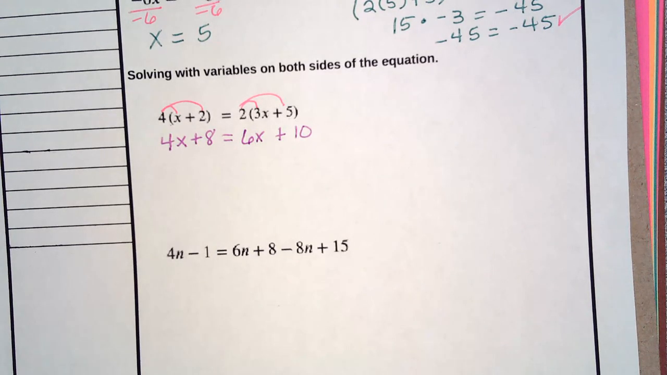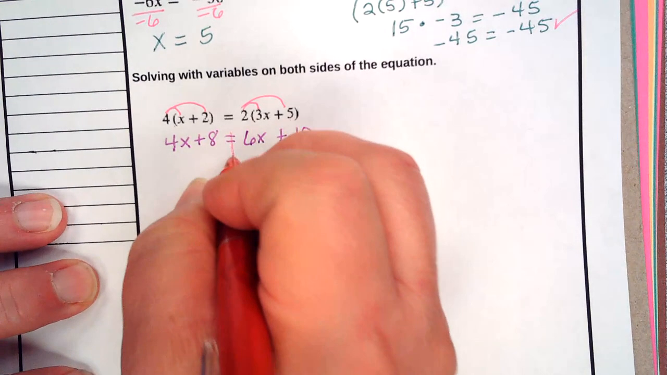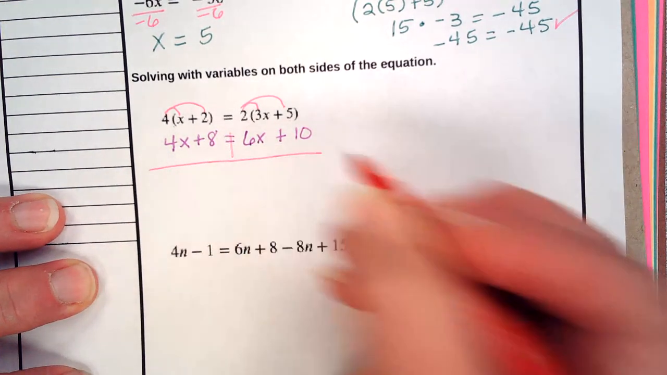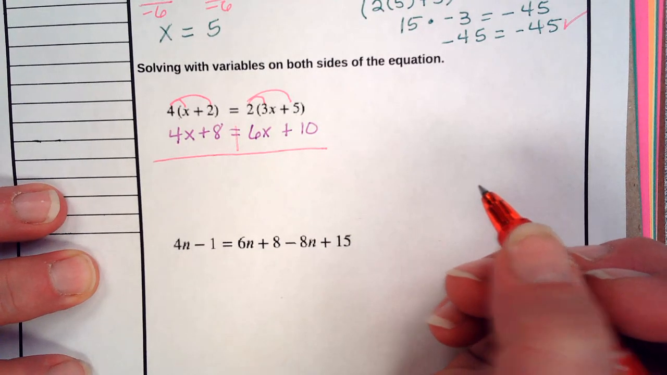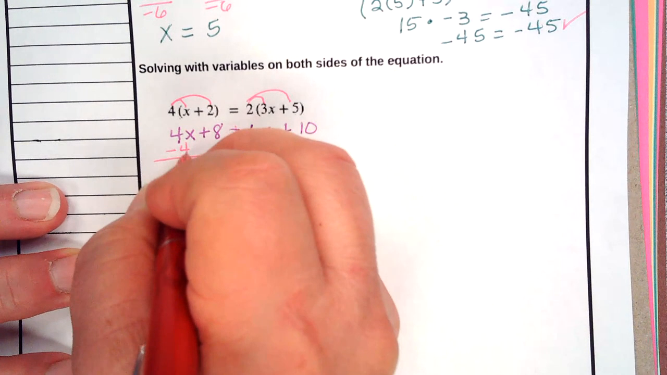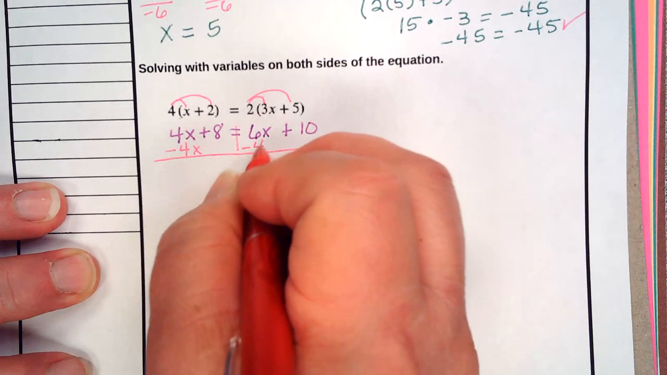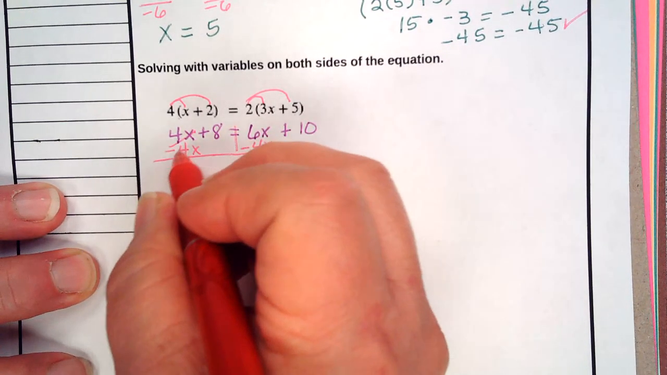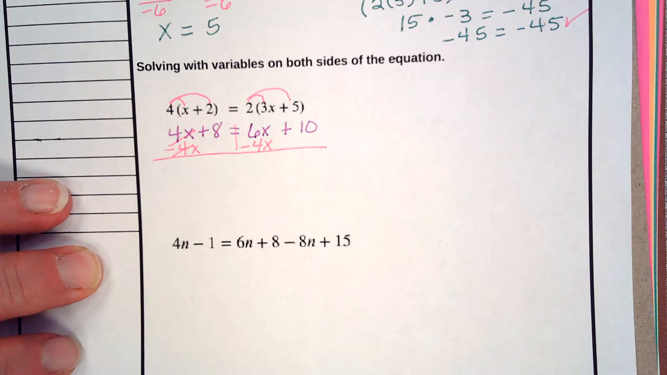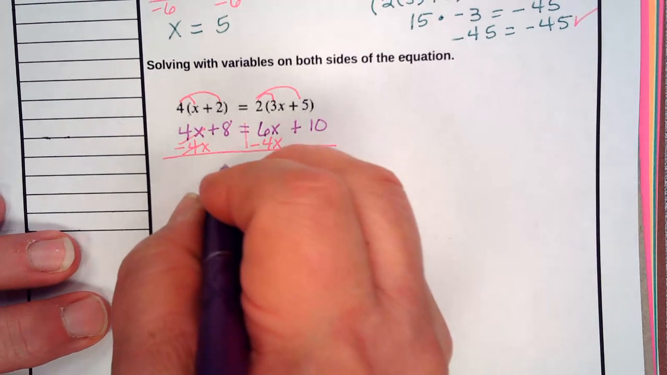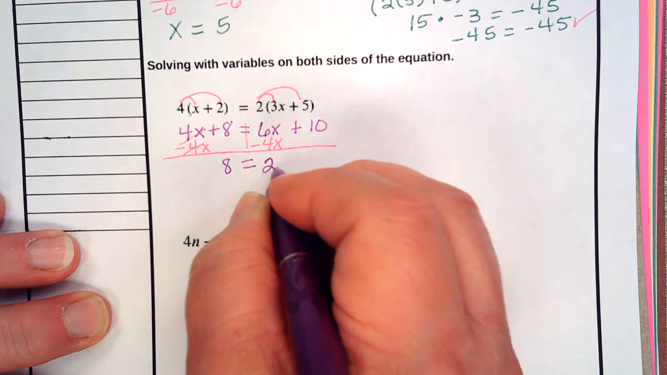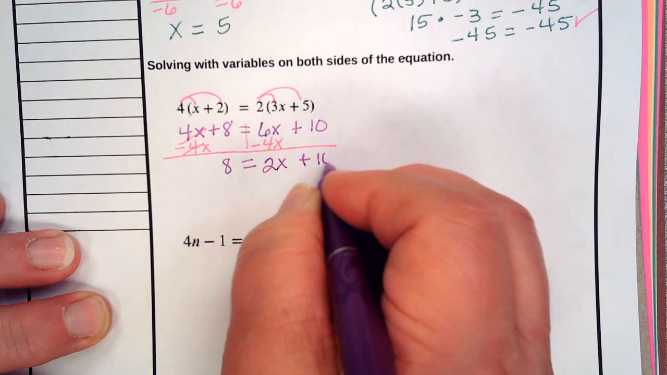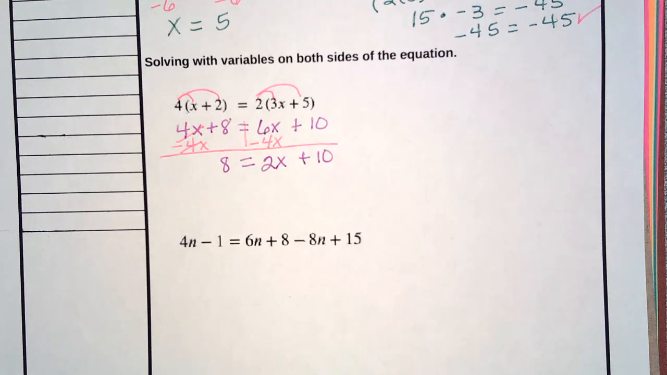I've got to get my variables to the same side. So I look and I say, which is smaller, 4x or 6x? Well, 4x is, so I will subtract 4x from both sides. I've eliminated it from this side. I'm left with 8. 8 is equal to 6x minus 4x is 2x plus 10. What is my next step?